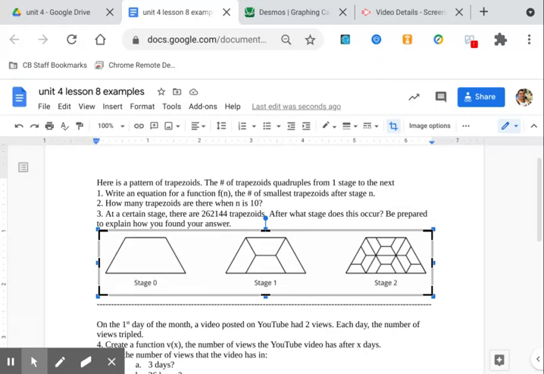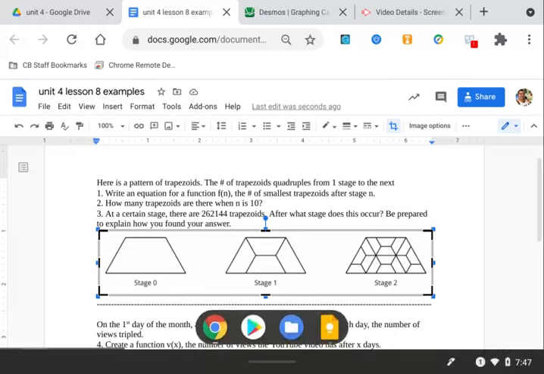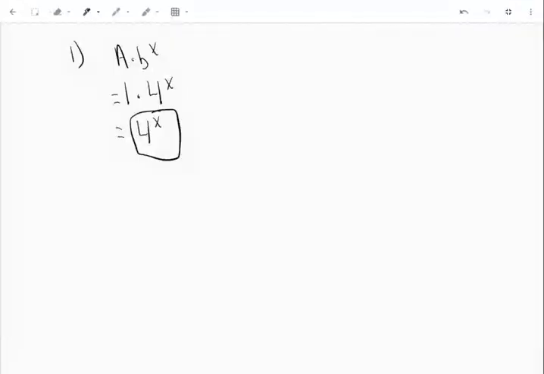How many trapezoids are there when n is 10? Okay, so actually I'm going to change this because they chose to use n instead of x. So I'm going to change my variable here to n, to make it consistent. And they want to know the amount after stage 10. So it's going to be 4 to the power of 10.